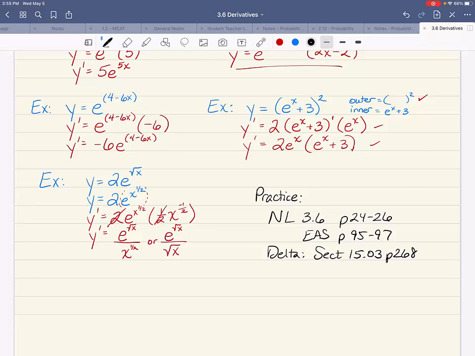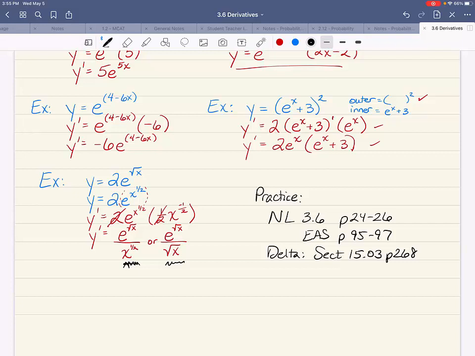Please, please, please make sure to check your answers in the back to make sure you are getting the correct answer. Now, you may get an answer that looks different than the back of the book's answer, like these two right here. This one and this one are both correct. They just look very different. If you get a different answer from the back and you can't see how they got it, don't assume your answer is wrong. That's when you ask me.